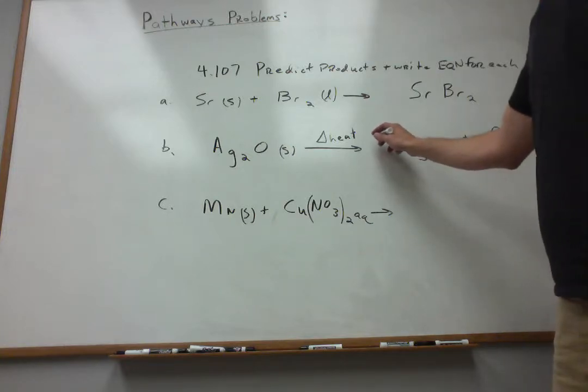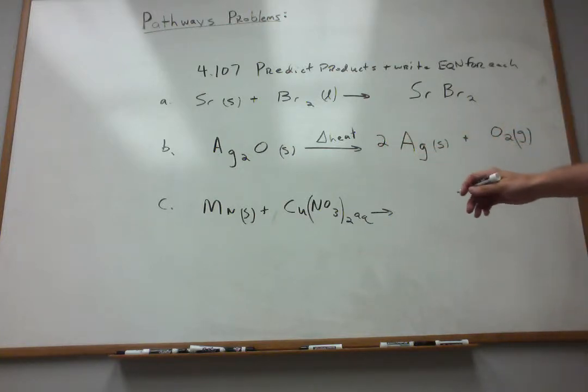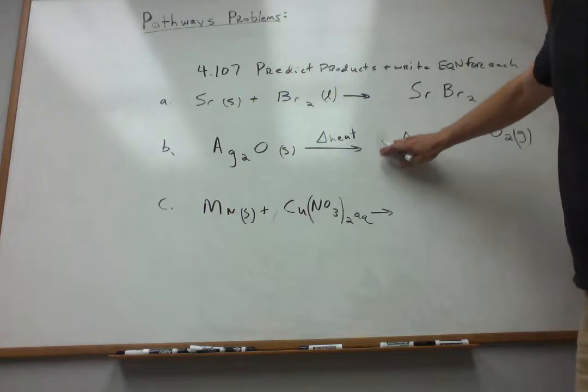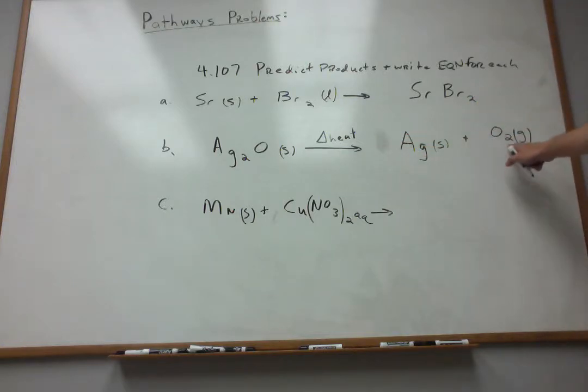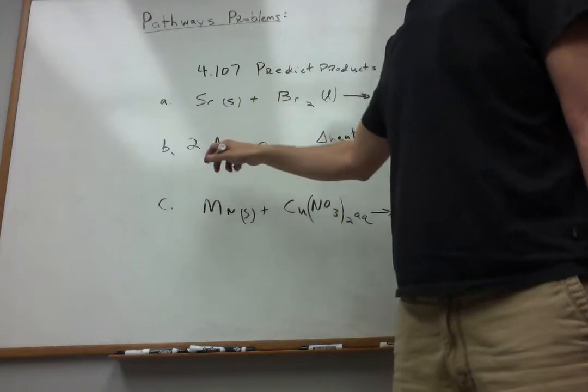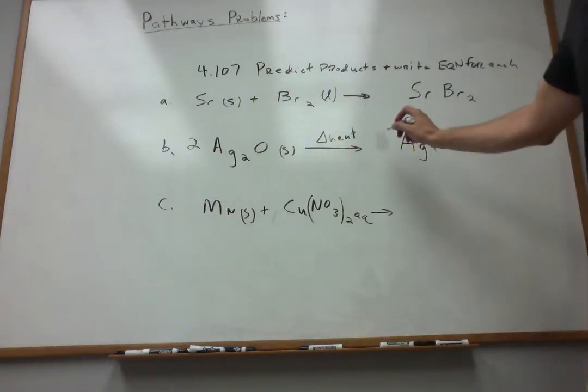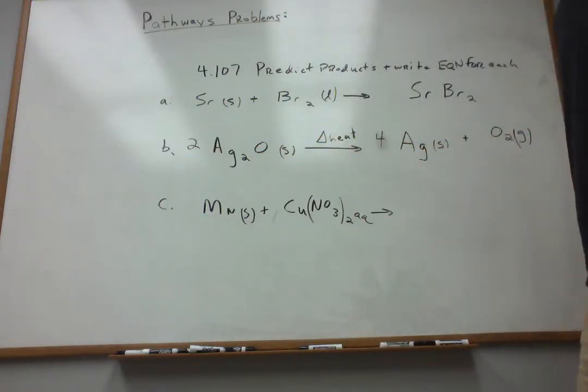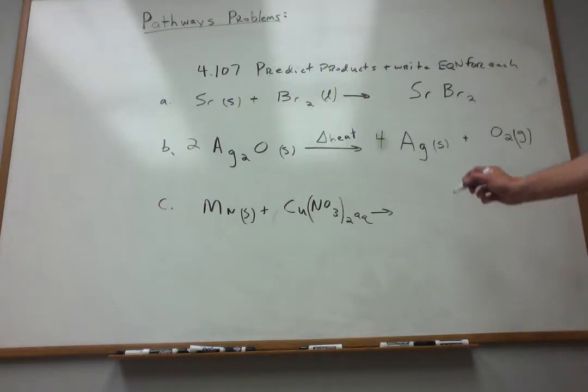To do that, I'd have to just put a 2 right here. Oh no, that's not going to work because my oxygen's out of whack. I have to have this 2 here. So before I do anything, I would need to put a 2 over here. Now my oxygen's balanced. It looks like I need to do a 4 here for my silver. So 2, 4, 1. And that works out.